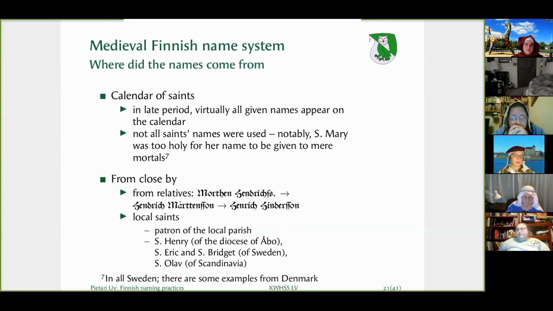Largely, the names were a subset of the calendar that was used as names in the neighborhood. So that, for instance, there is a farm where in successive records one can find Morten Henriksson, then a Henrik Mortensson, and then a Henrik Hindersson, so that we know that of the four farmers in line, we have 3 Henrys and one Martin.